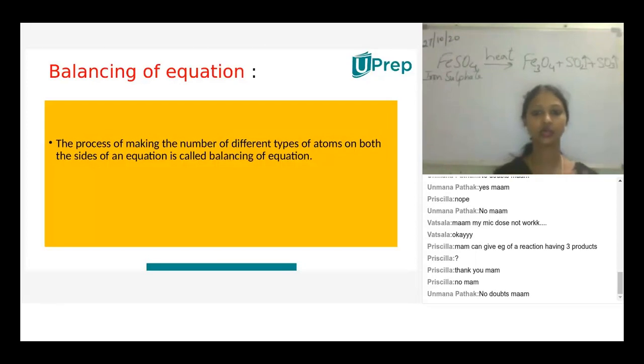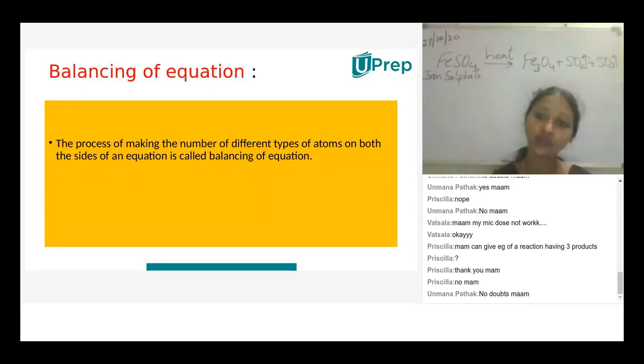And this is a very, very important concept: balancing of equations. In general, we write chemical equations as skeletal equations. A skeletal equation means without balancing it. What is the main necessity to balance the equation? On the left hand side you write the reactants, and on the right hand side you write the products. Simply writing without balancing, without considering the mass, is called a skeletal equation.